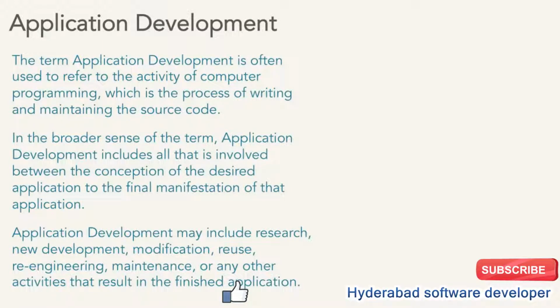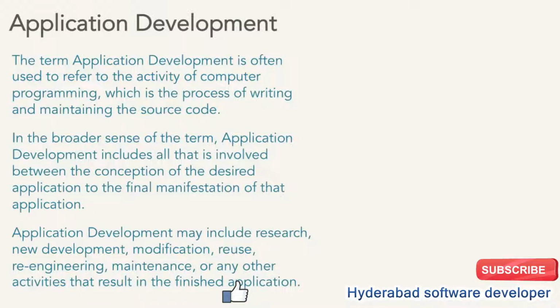Programming and applications are one of them. The term application development is often used to refer to the activity of computer programming, which is the process of writing and maintaining source code. Source code is kind of like the master document. So any changes that get made to a program, they go in and change the source code.